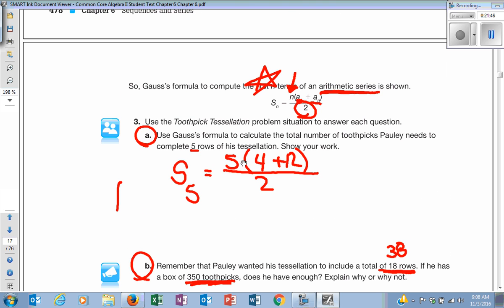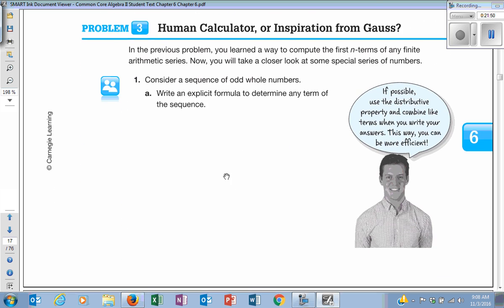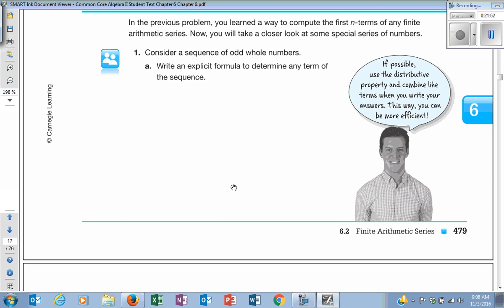These are known as arithmetic series, so make sure you understand the difference between these. So here we go. We're going to keep moving on. All right, I like this problem. So it says determine the number of, write an explicit formula for the nth term of odd whole numbers.